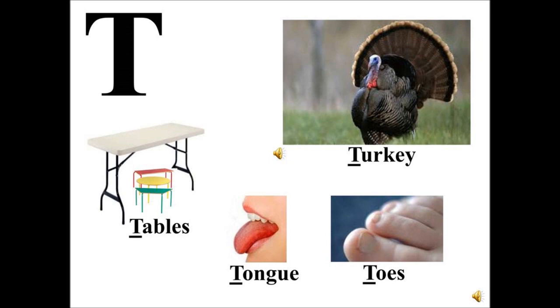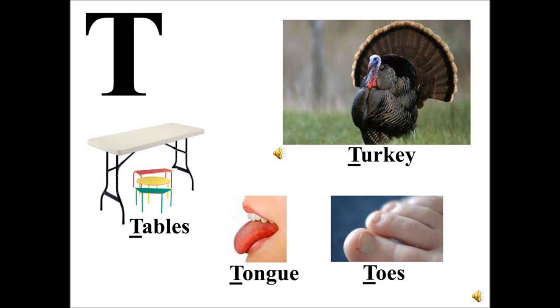What is that alphabet letter? Yes, that's the alphabet letter T. T. What is the sound of the alphabet letter T? These pictures are T pictures. These pictures are T letter pictures. Turkey, tables, tongue, toes. These are T word pictures.